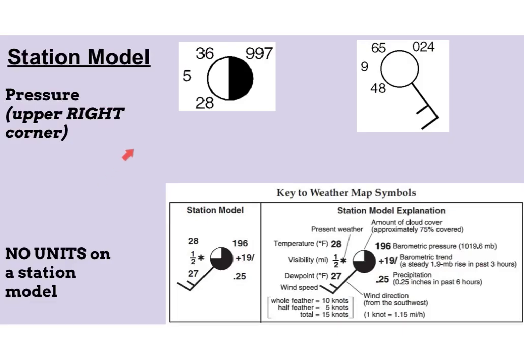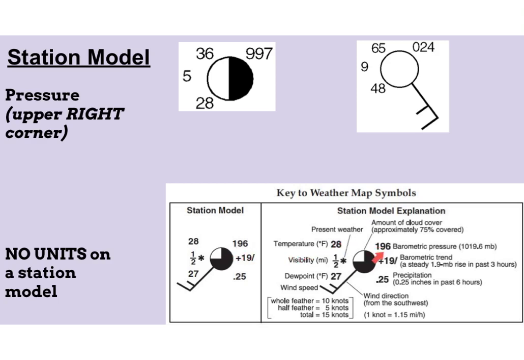Okay, so we've looked at these station models before. If you remember, when we were talking about temperature, temperature was always this number here in the upper left-hand corner of this little circle part of our station model. So now we're just adding to that. We're now going to look at pressure. So pressure is always in the upper right-hand corner. So this number right here is the pressure number.